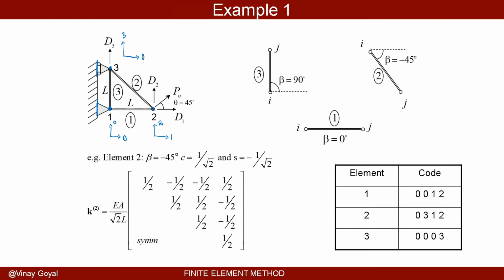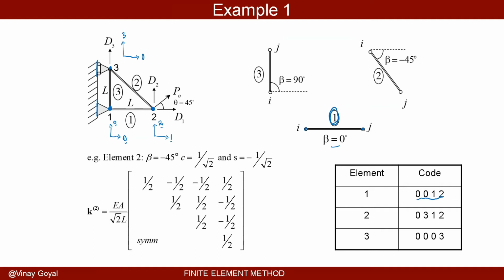So let's look at that. Element number 1, I'll have to draw element number 1. Element number 1 here has a beta of 0, and I have I and J here, so I have to start counting there. So for element number 1, I have 0, 0, 1, and 2 because element number 1 is connecting this node to that node. So that's why you see here 0, 0, 1, and 2.